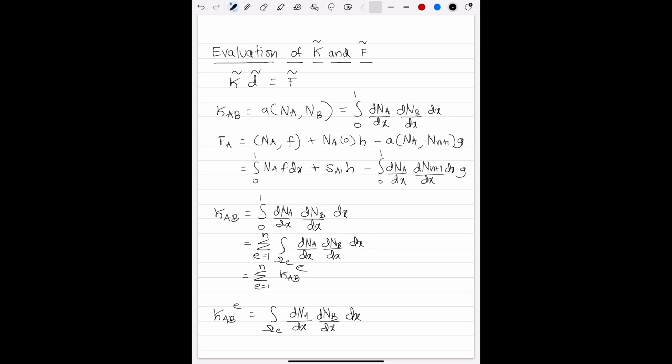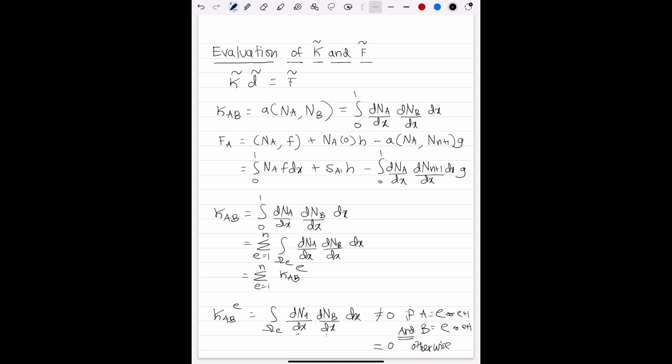The only cases where K_AB^e will be non-zero are when A is either equal to e or e plus 1 and B is equal to e or e plus 1. So only when A is either e or e plus 1 and B is either e or e plus 1, both the first term and the second term will be non-zero since those two basis functions are active, and only in that case the integral will be non-zero. For all other values of A and B, this term is going to be 0 because at least one of these two terms will be 0.